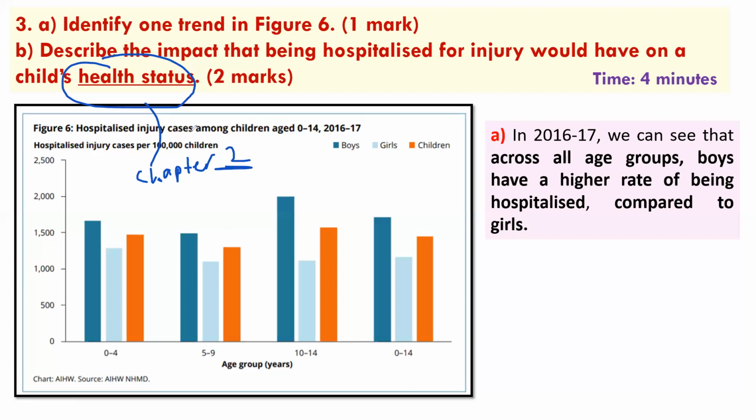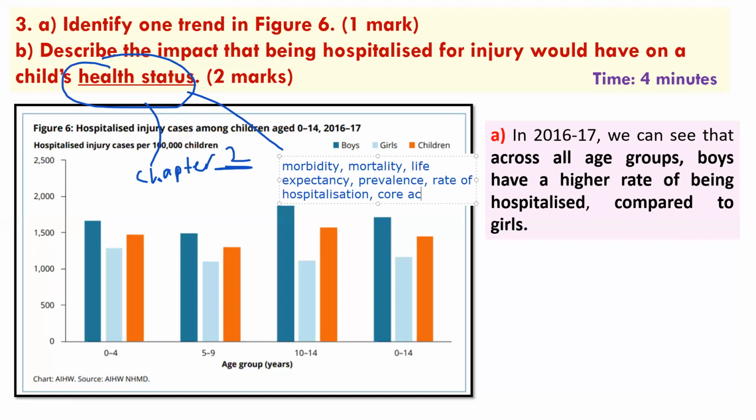So we want to make sure that you guys know from the get-go what words come to mind when you think of health status. Okay, so we're looking at words like, I think it's easier to open a text box here, looking at words like morbidity, mortality, life expectancy, prevalence. We can talk about even rate of hospitalization itself, for unit 1 and 2 at least, as a health status indicator. You can talk about something like core activity limitation.